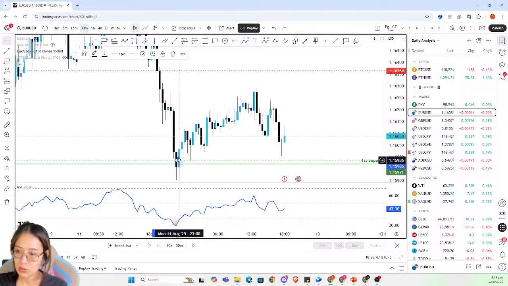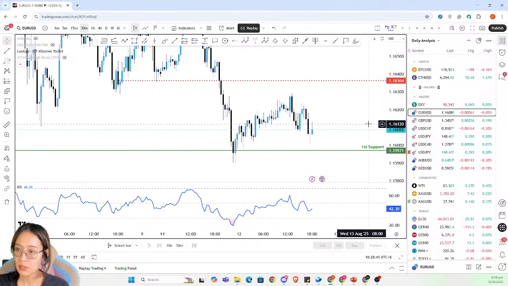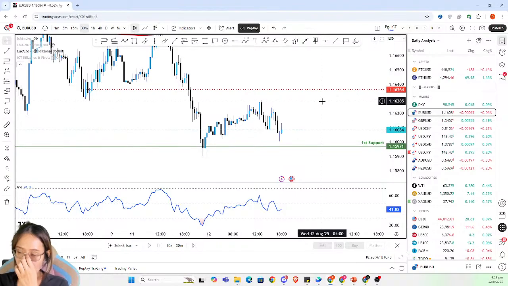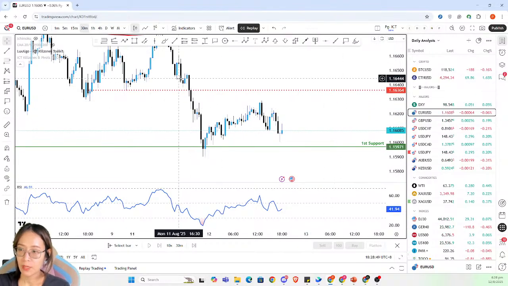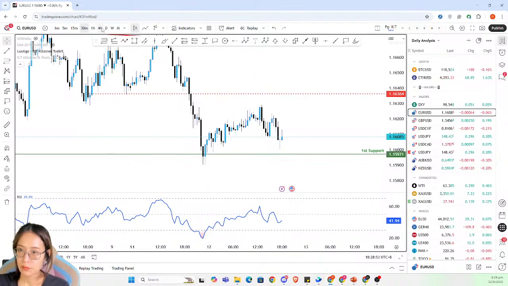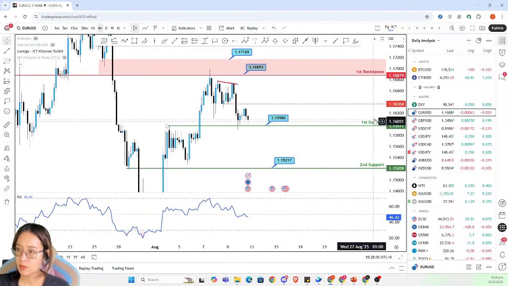I have a friend who trades with purely ICT only. Okay, he also can make money. Another order block right here. So this is the current price. Okay, it will look like that.